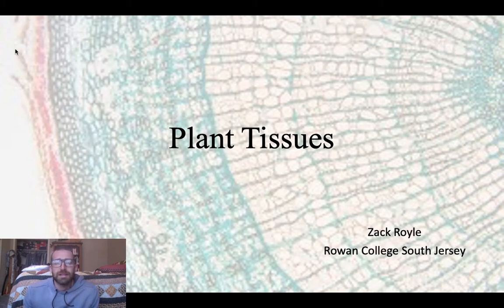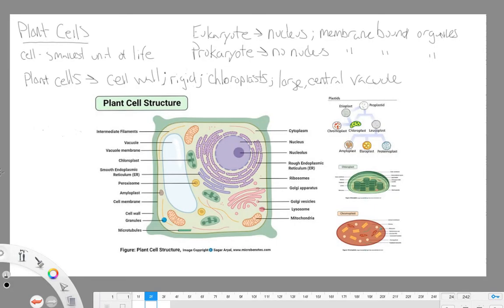Hi guys. So in this lecture we are continuing on looking at plant anatomy, and now we're moving up that step in complexity. So we started with plant cells, now we're going to be talking about plant tissues. So let's quickly review plant cells and then we're going to get into this. Alright, so in last lecture we looked at plant cells.